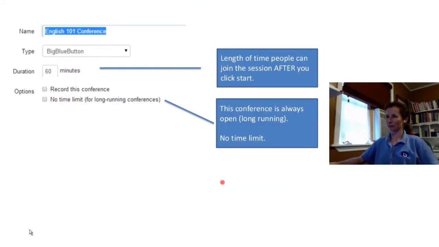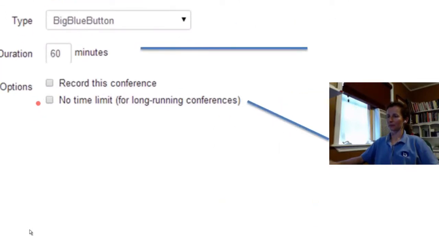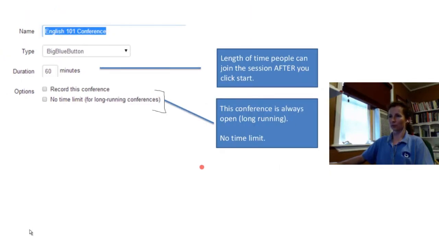A couple of things about the parameters. You can put in a name for it. The type is BigBlueButton. And there's really two types of meetings that you can do, and it's determined by this one right here, whether it's a long-running session or not. If you choose a long-running session, then the conference that you create will be visible until you end it. And I'll show you that in a moment.